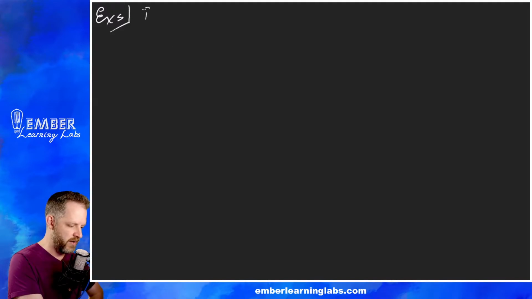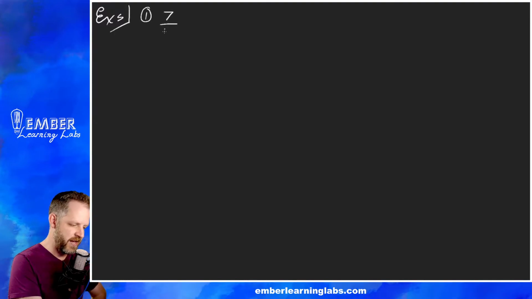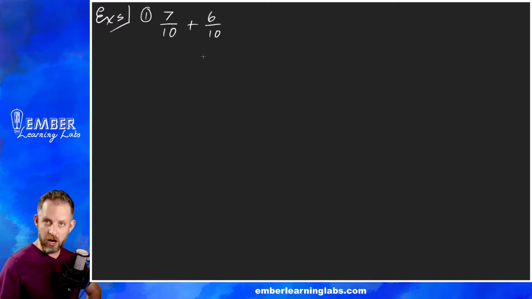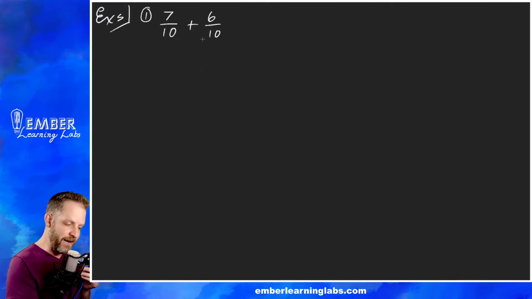Example number 1 is going to be 7/10 plus 6/10. So to add fractions, once we have like denominators, now again, we only need like denominators for addition and subtraction. As we saw in our previous lessons, we don't need those for multiplication and division, but we do have to have like denominators for addition and subtraction. So once we have like denominators, all we do is we add the numerators together, right? So 7 plus 6 is 13. And then the denominator stays the same. So 13/10.